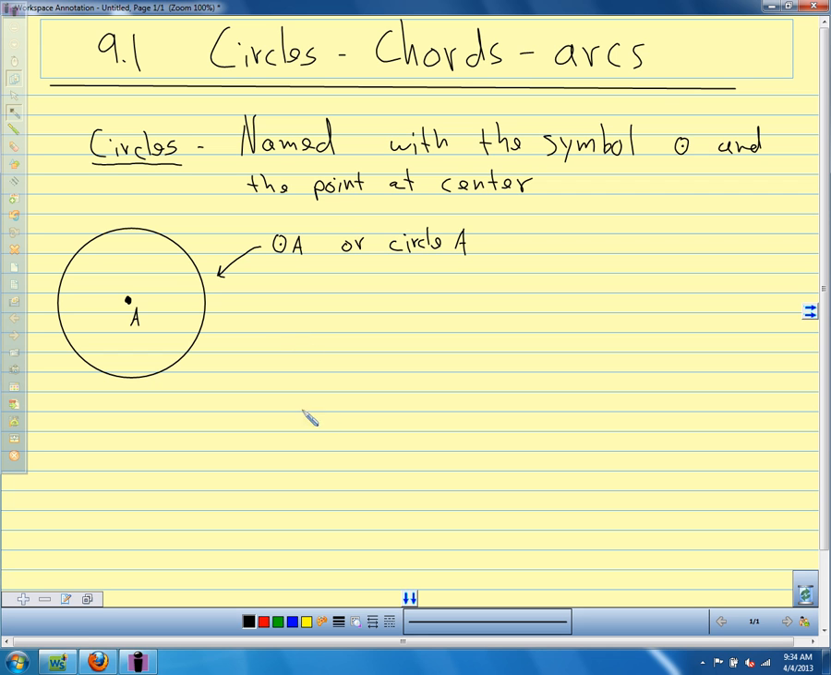So the first part we want to talk about is a radius. So on a circle, what part of the circle is a radius? To the circle, from the center to the circle, right? So a radius is a segment from the center to the circle. So we already know about a radius.